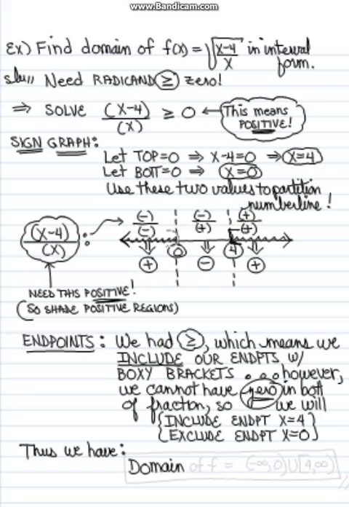And in interval notation, the first interval is open bracket, negative infinity, comma, to 0, open bracket, union together with boxy bracket 4 to positive infinity.